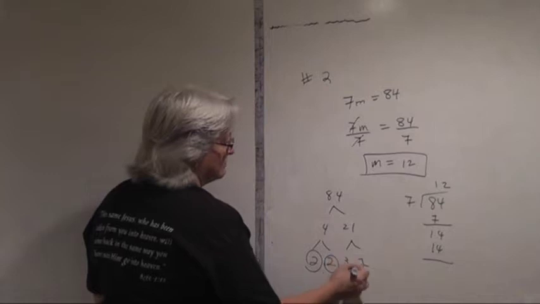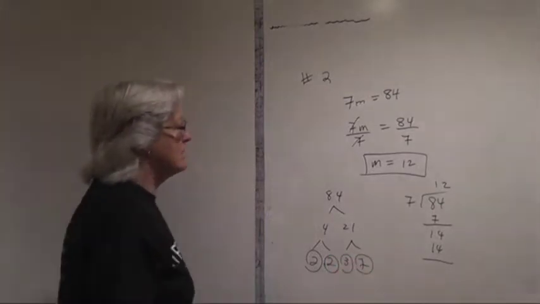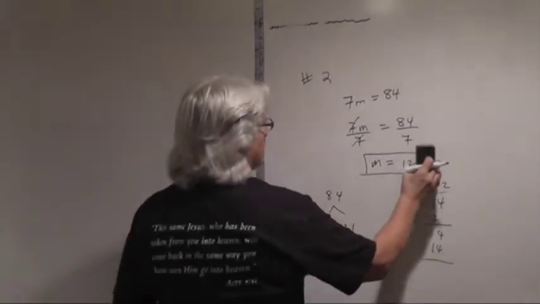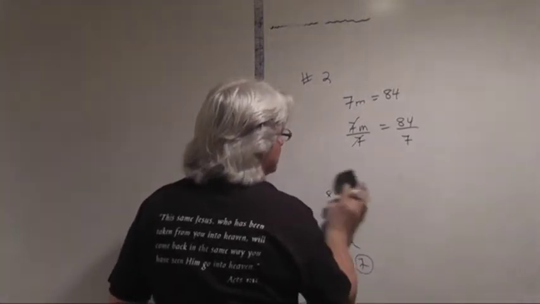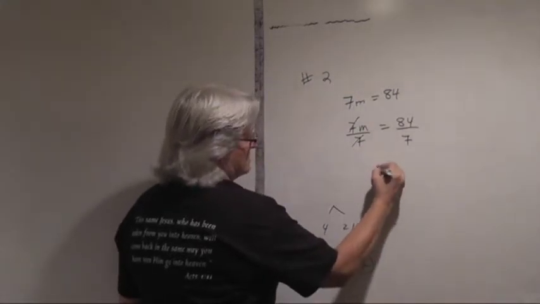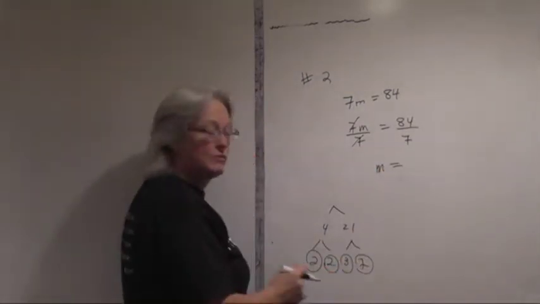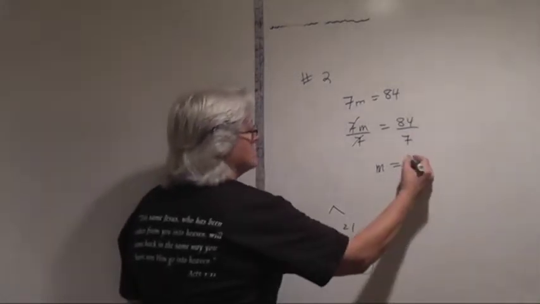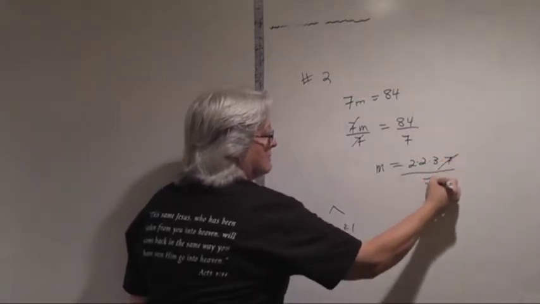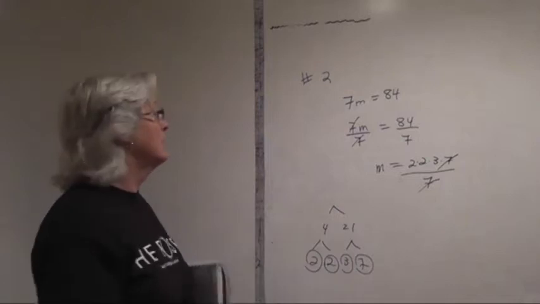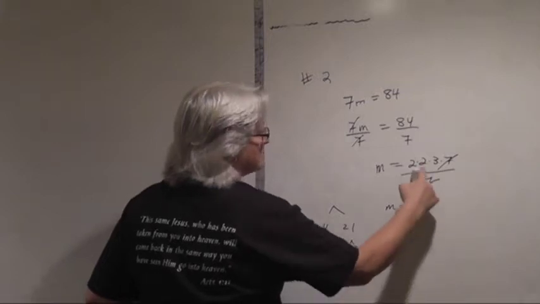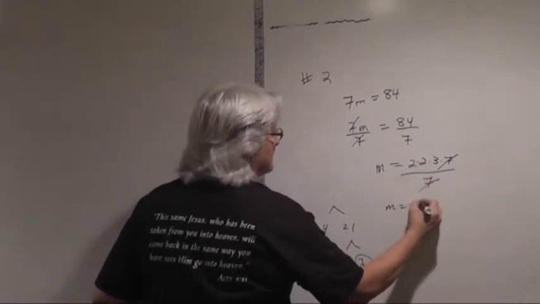We prime factor it. 2 times 2 times 3 times 7. And you can rewrite 84 over 7. Let me show you this way. We've already canceled. M is equal to 84 over 7. Here we have our prime factorization. 2 times 2 times 3 times 7. Now we have a common factor of 7 that we cancel. What we have left, 2 times 2 is 4, times 3 is 12.